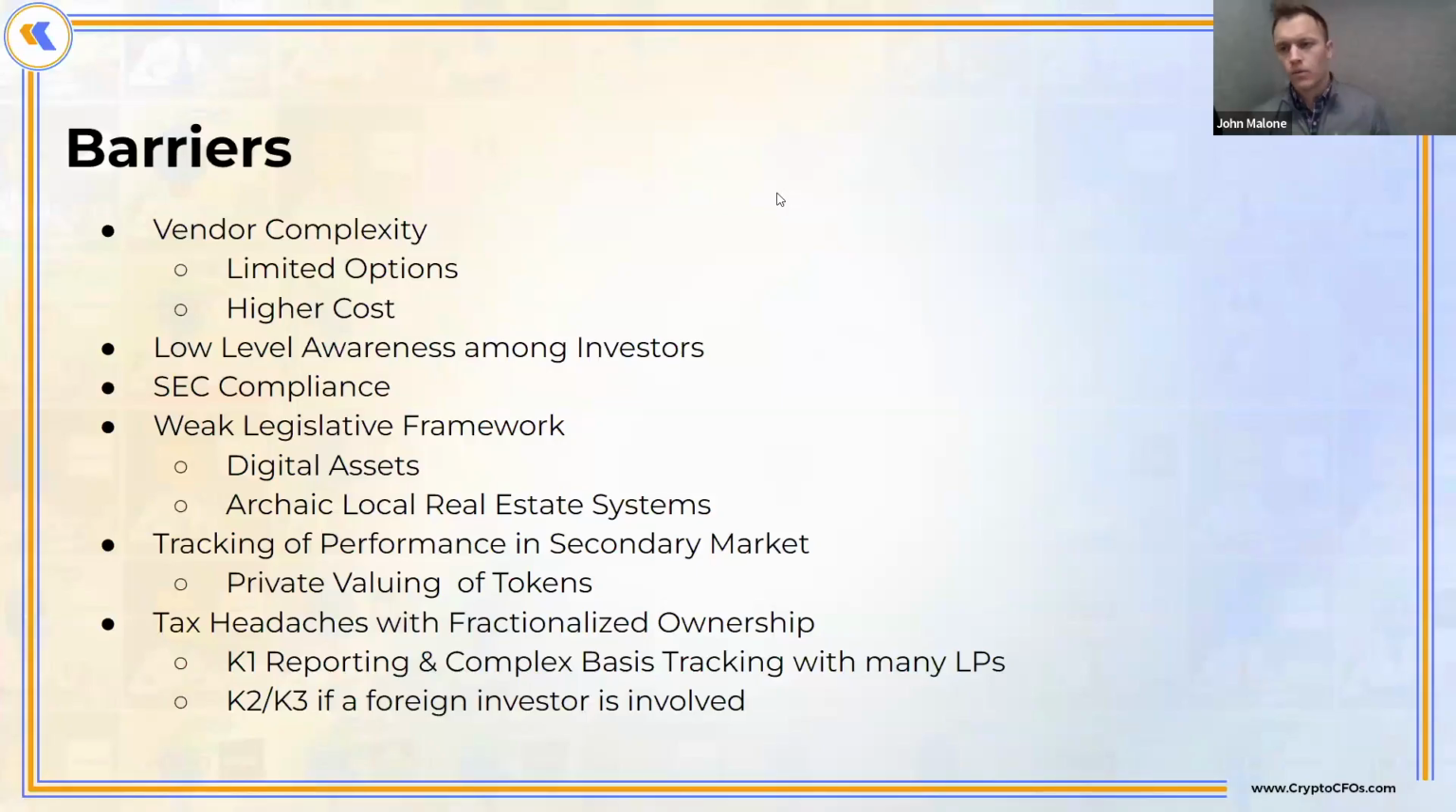All right. Well, with the pros, there are always cons. So here are some barriers to the tokenization of real estate. Vendor complexity: there's just limited options out there, right? Limited supply means higher cost associated with the various parties that need to be involved, whether it's legal, administration, management, what have you. It's not a mainstream thing yet.